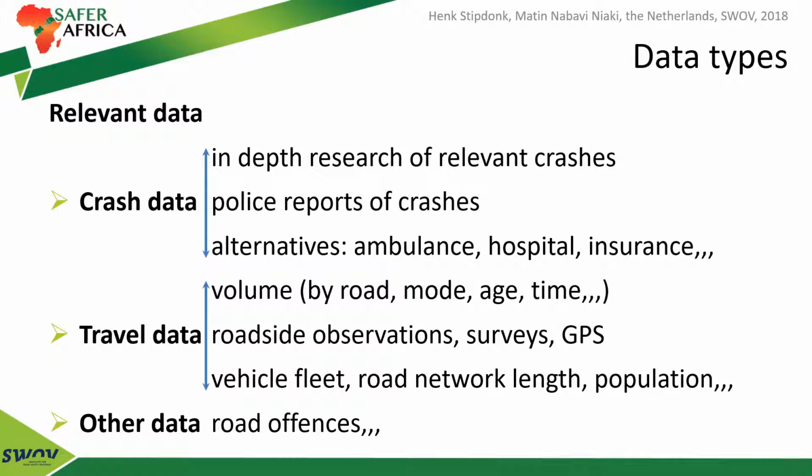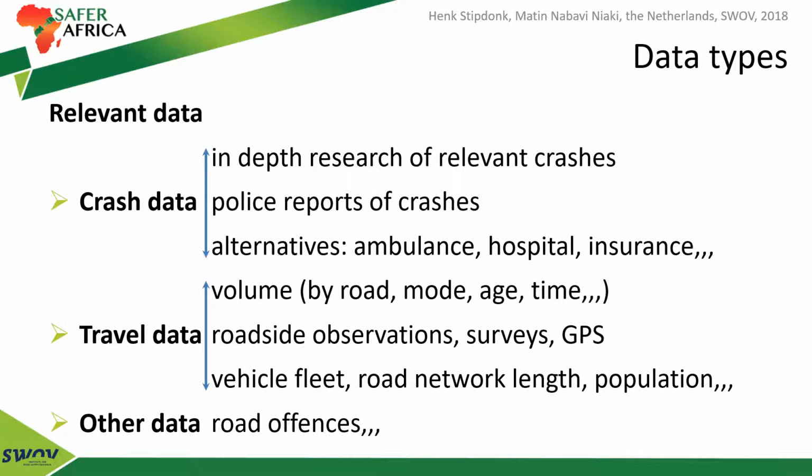Travel data is also very important because more travel means more crashes. And some travel properties can increase the probability of a crash. For example, nighttime motorbike riding while drunk is more dangerous than driving a truck while sober on a quiet motorway.